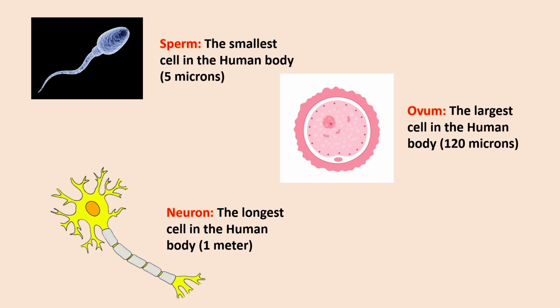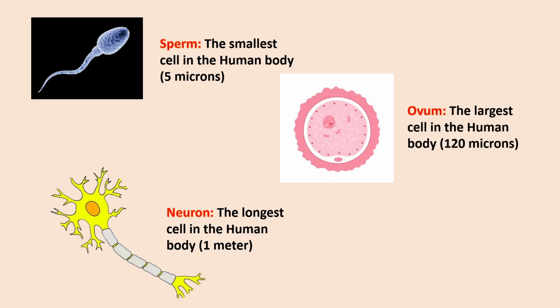First is the sperm cell, which is the smallest cell in the human body, and the size of the sperm cell is 5 microns. Then the ovum. The ovum is the largest cell in the human body and its size is 120 microns. And the neuron is the longest cell in the body, and the length of a neuron is about 1 meter.